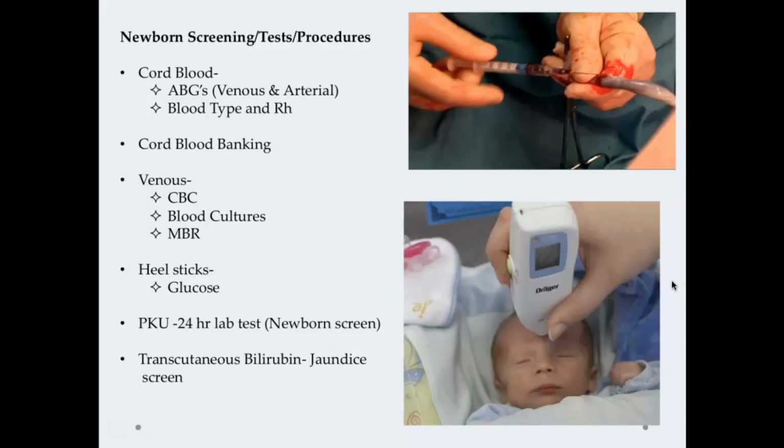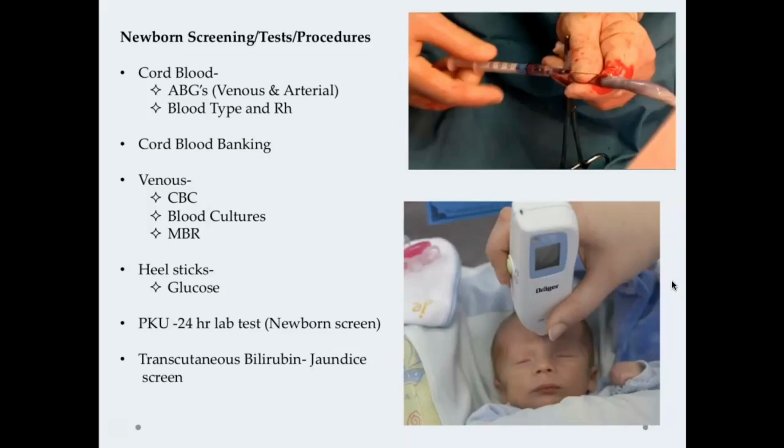We do heel sticks for blood glucose to check for hypoglycemia, or to check the baby's blood sugar. We also do the heel stick to do the PKU test, which is done at 24 hours of life. That's a newborn screen, and they also get a second one done in their pediatrician's office when they follow up 2 to 3 days later.